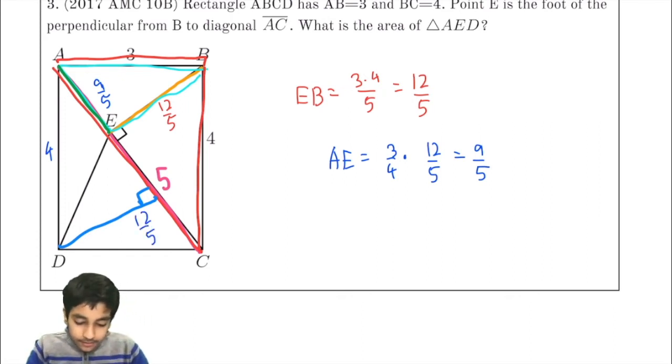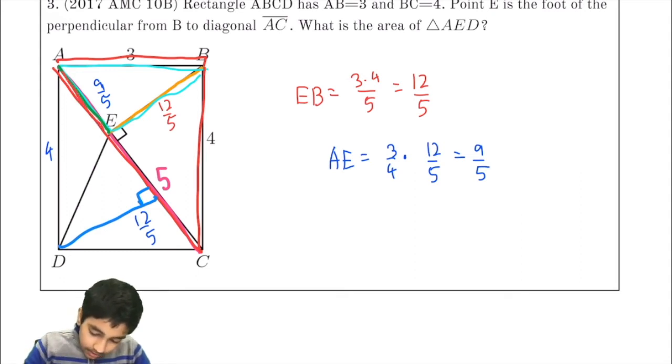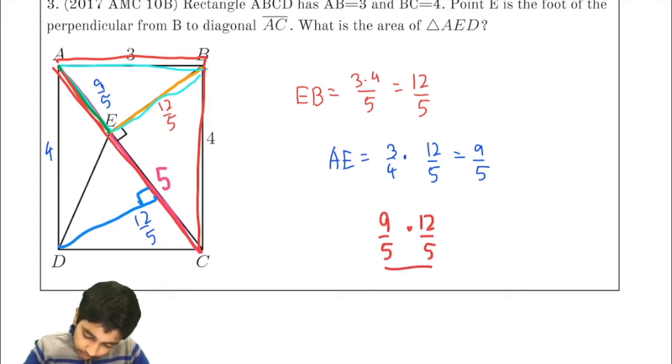So if this is 12/5, then the area of ADE is just going to be base, which is 9/5, times height, which is 12/5, divided by 2, which is 54/25.